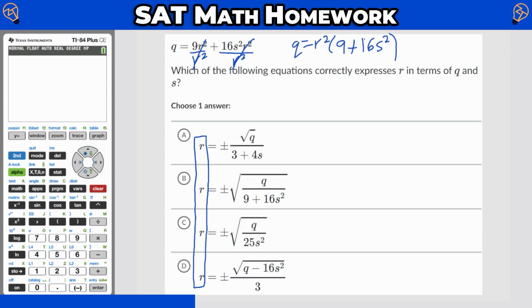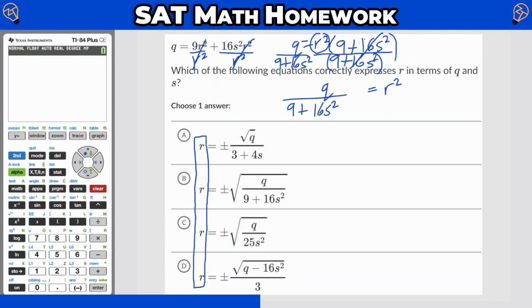And then if I want to get R by itself, I don't want to distribute it. That would just get me back to where I started. So to get it by itself, I'm going to divide both sides by the 9 plus 16s squared. And then I'm left with R squared equals this entire left side. And then I have one more step. To undo squaring something, I'm going to square root. The important thing to note is whenever you take the square root of something squared, you get two answers, plus or minus. And that matches with option B.